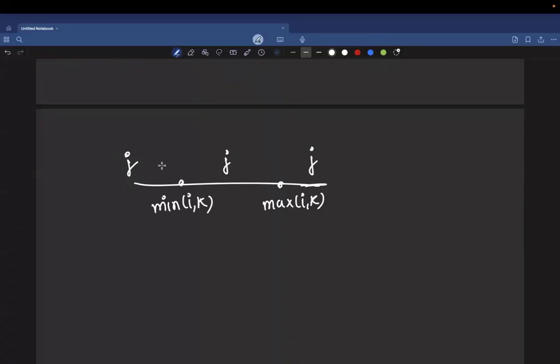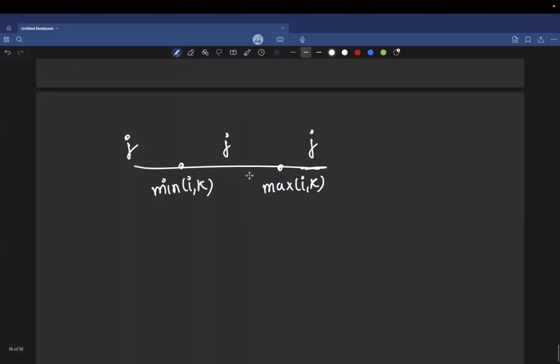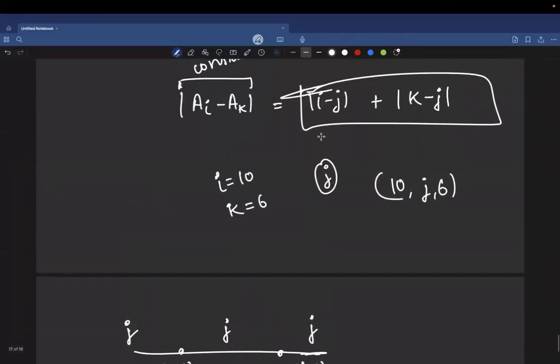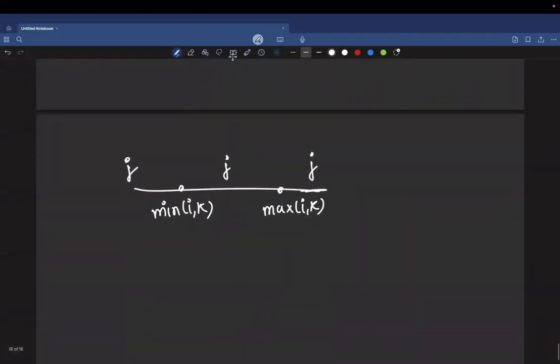If this is in the middle, in that case this expression on the RHS would actually be this value plus this value, which is nothing but this value itself. So we will get I minus k, right? The absolute difference between I and k if j is in middle.